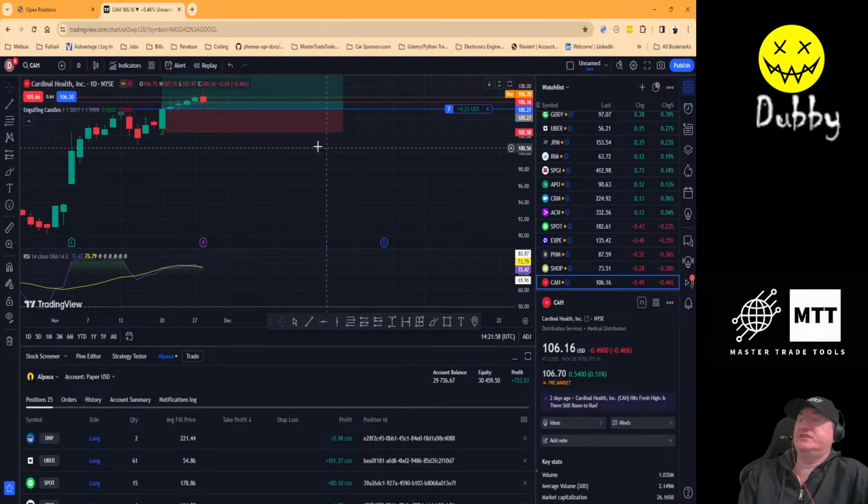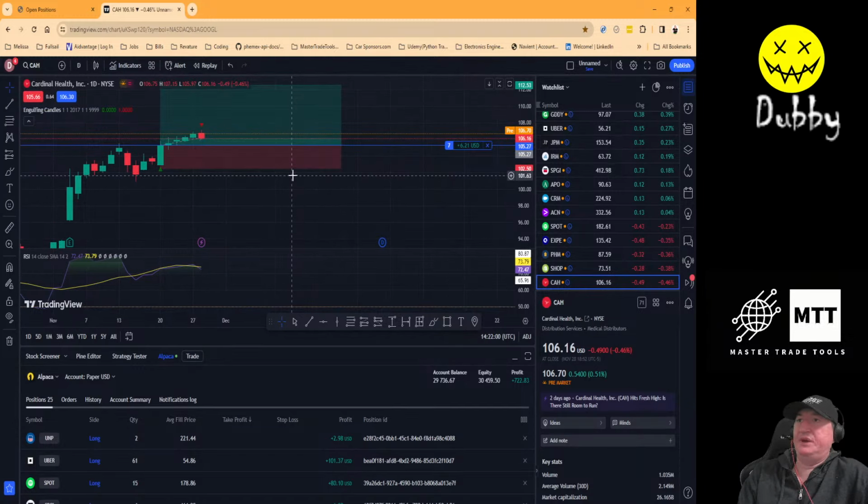CAH looks like it's got a bearish candle, a bearish engulfing candle in our profit range. So we might see a little bit of pullback on that, but hopefully not enough to get us down to our stop out point.